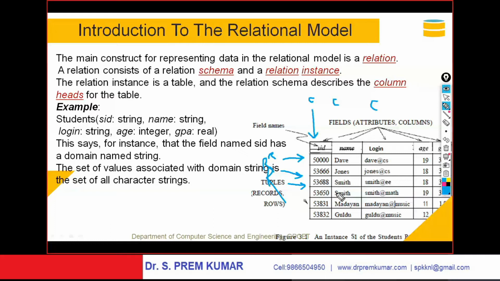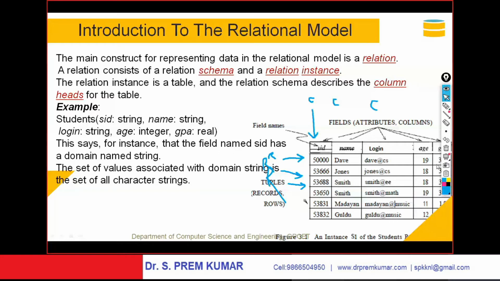Example: student ID, name, login, age, and grade. You observe here, student ID is a column, name is a column, login is a column, age is a column, grade is a column.